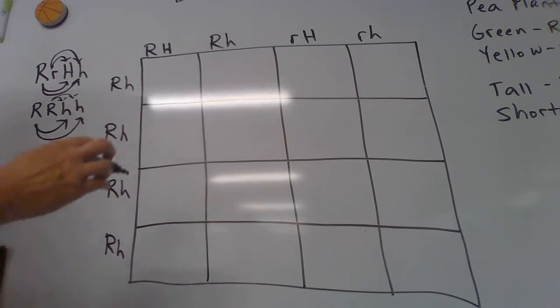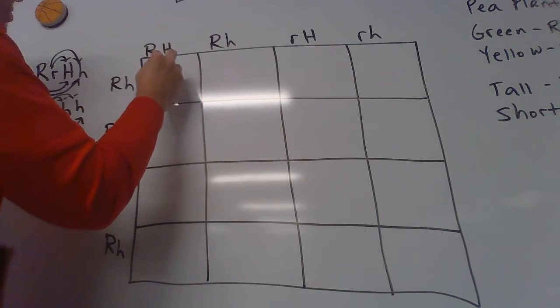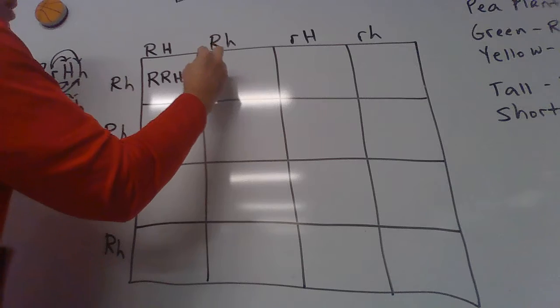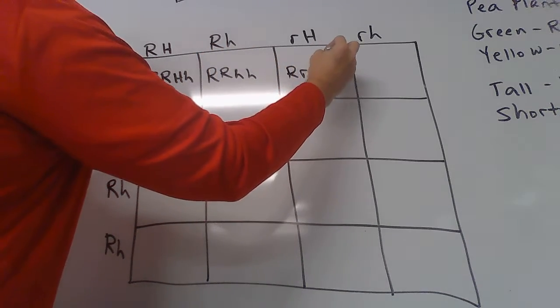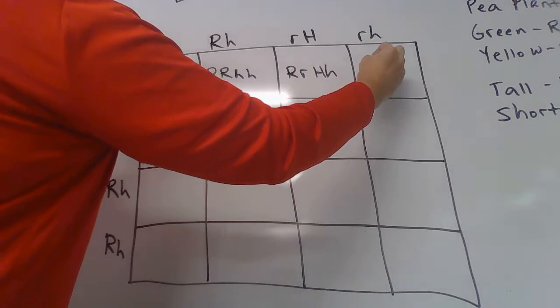All right, I'm going to do this cross. I like to put the same letters together, so the R's and the H's I like to put together, just because it's easier for me to read, so I can see what's happening pretty quickly, especially as I'm teaching it.